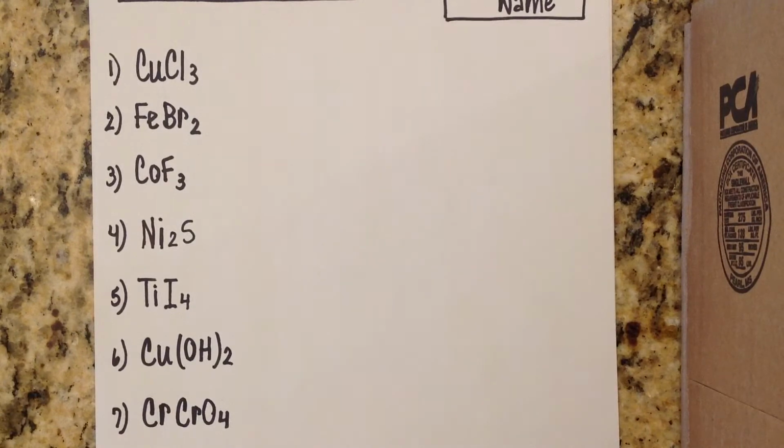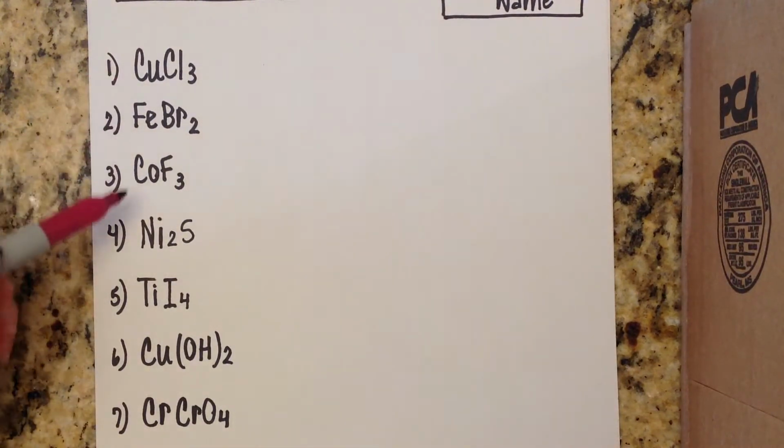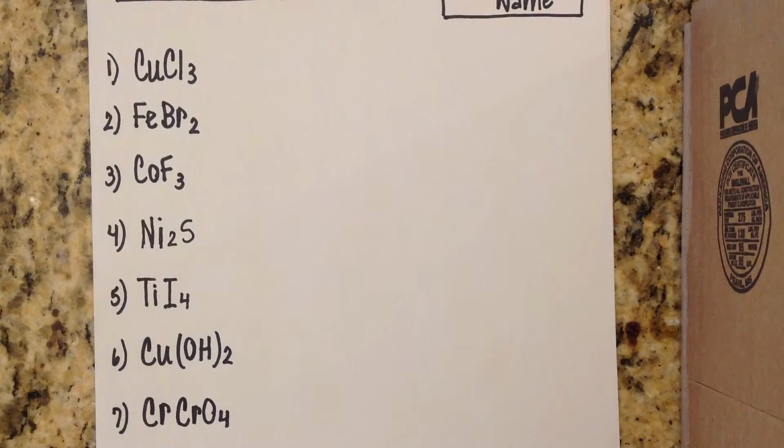So this is what I would look at. I know it's ionic because they're all metal, not metal. Every single one of these is a transition metal. That means it's in that middle block or it's under the stairs.